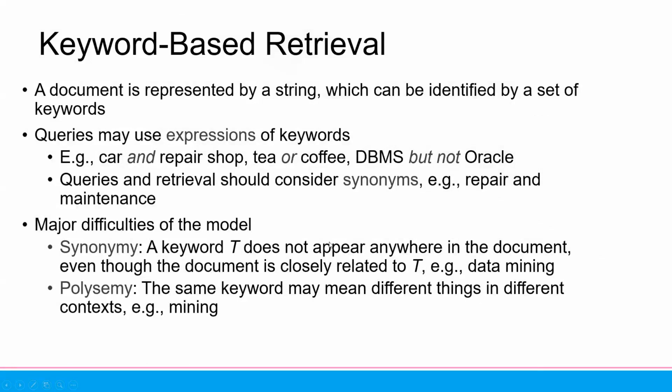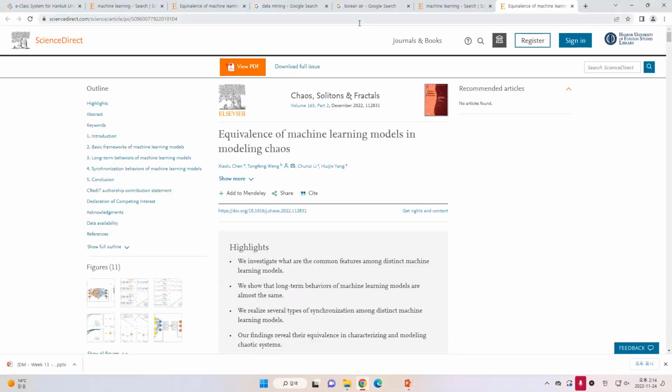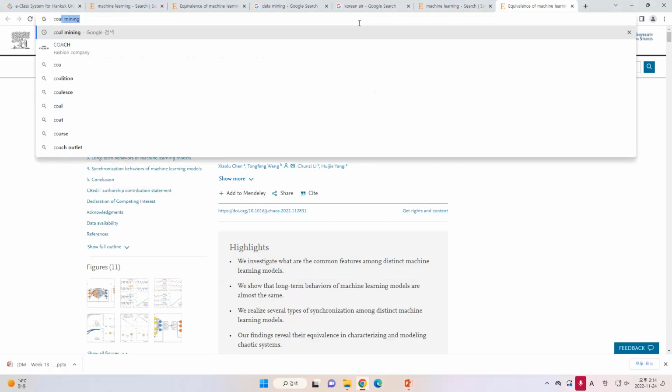And sometimes we need to deal with polysemy. Polysemy means the same keyword may mean different things in different contexts. For example, mining. The word mining, maybe you can see the mining. If you learn data mining, of course, it is about the data. But the mining itself, let's say, is coal mining.